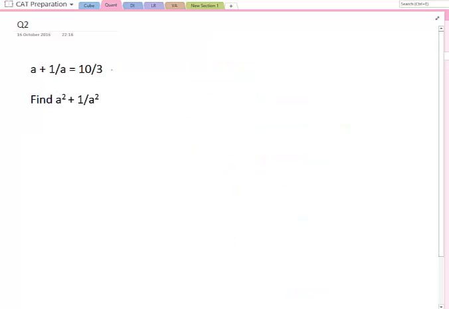In this question, we have been given that a + 1/a is equal to 10/3, and we have been asked to find a² + 1/a². In general, when you are given an expression of x + y and you are asked to find x² + y², you will need more information, because when you square x + y, you'll get an expression of 2xy about which we do not have any information right now. But here, this question is solvable, because when you square it, the a and 1/a terms will cancel. So let's see how we'll go about this.